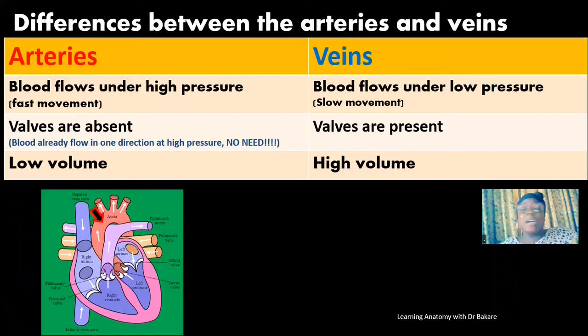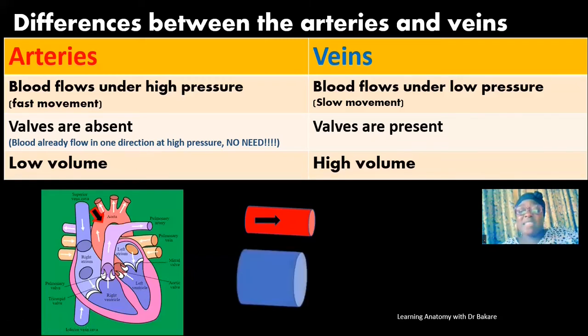Then another difference that I would want to highlight is the absence of valves in the artery. This is the artery highlighted in red. We say that in the artery, the flow of blood is under high pressure. And because the flow of blood is under high pressure, the blood is already flowing in one single direction at high pressure. So there is no need for the creation of valves because valves are created to allow the path of blood in one direction. But because the pressure in the artery is already high, the blood is already flowing towards one direction under high pressure. So there's no need for creation of valves. So there is absence of valves in the wall of the arteries.